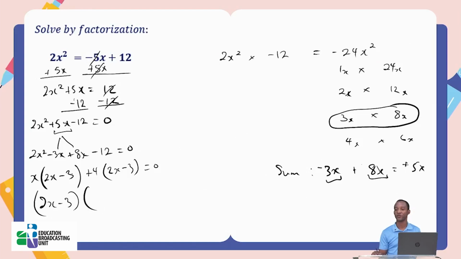And when we divide this expression here, the x times the 2x minus 3 by 2x minus 3, it will leave us with x. Let's go back over that. x times 2x minus 3 divided by the 2x minus 3.